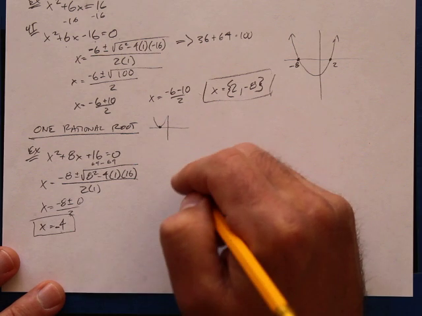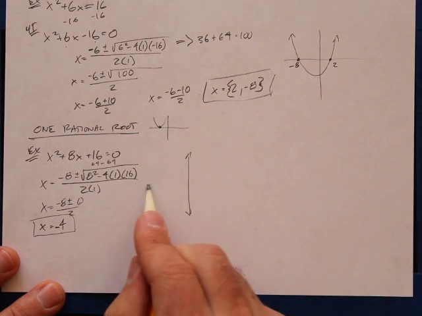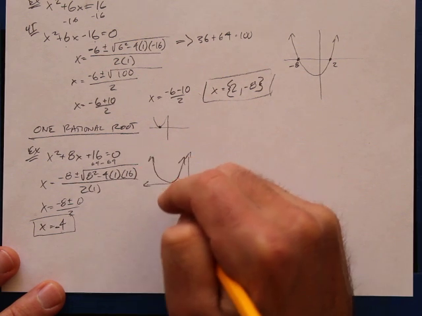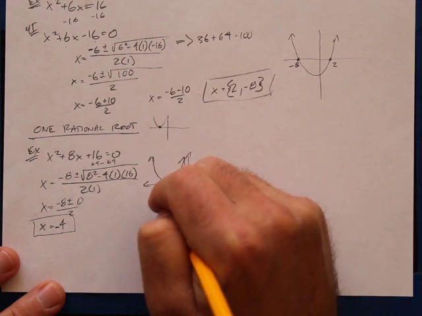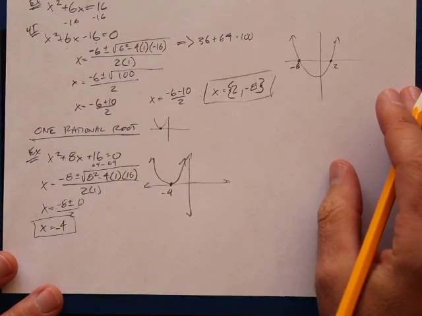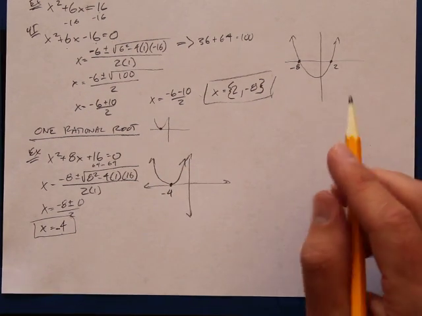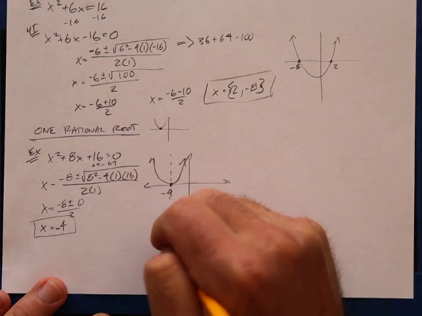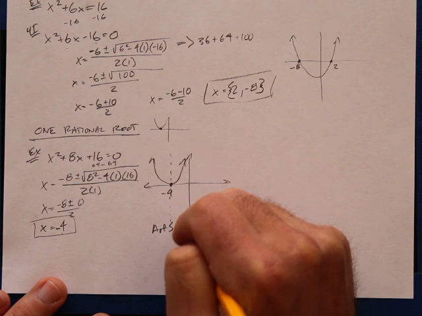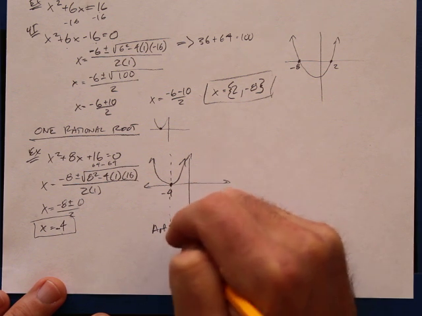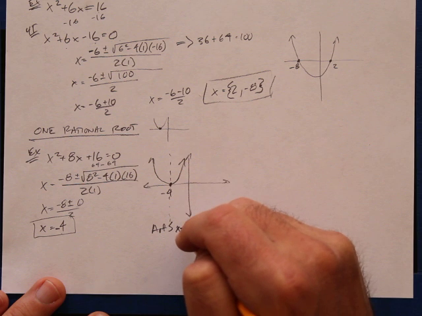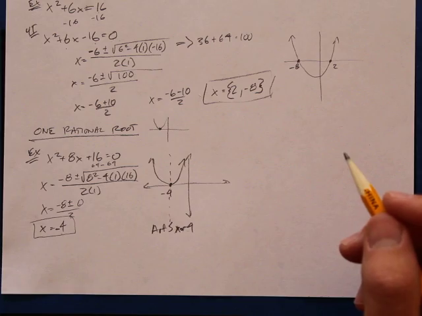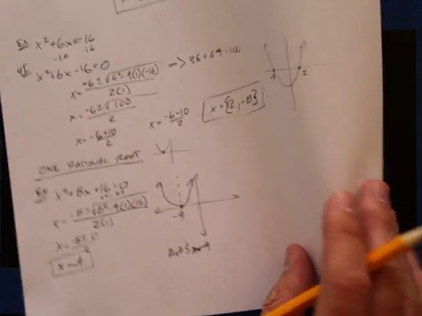And so for this one, my graph would look something like this. It would just hit the graph at -4 and go back up the other direction. Also, my axis of symmetry would be at -4. There's x equals -4, right? Because it is a line. x equals -4. Okay. Let's keep moving here.